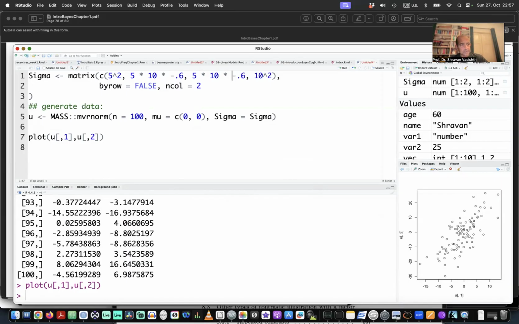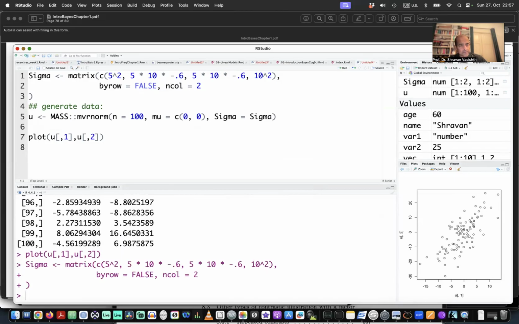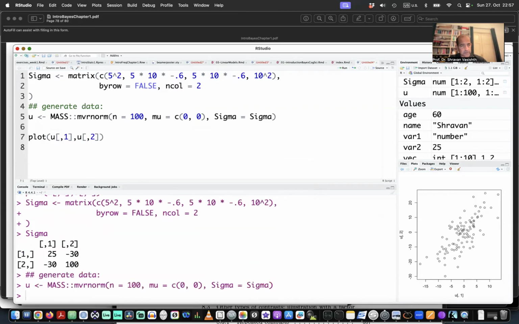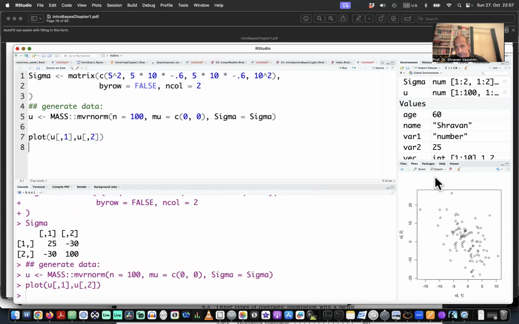Yeah, right? Now what's going to happen is my sigma looks very different. Let's look at sigma again. It's got minus 30 this time, because the correlation is negative. And now if I generate some random data, I'm going to see that the correlation is actually flipped completely. So you're seeing that distinctive compression of the bivariate distribution here, okay?